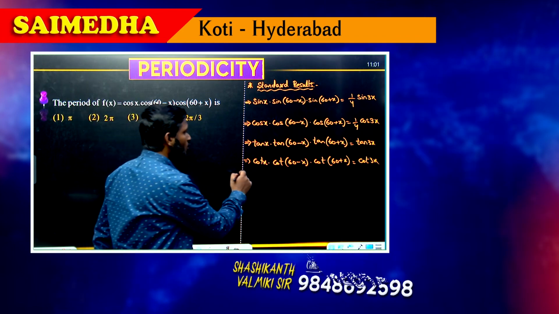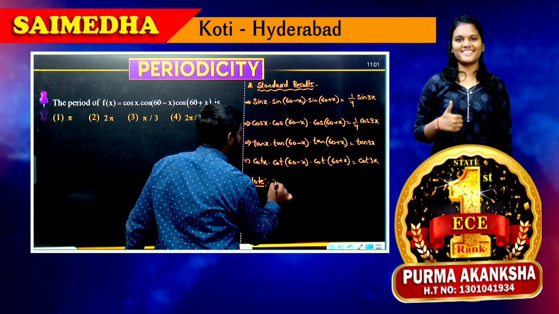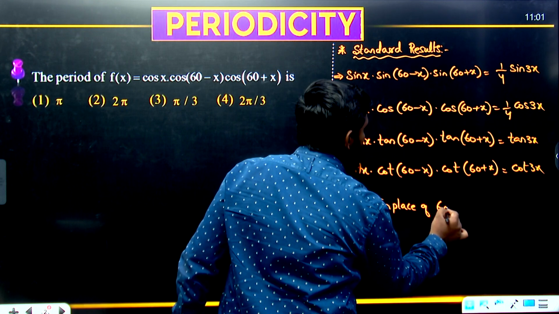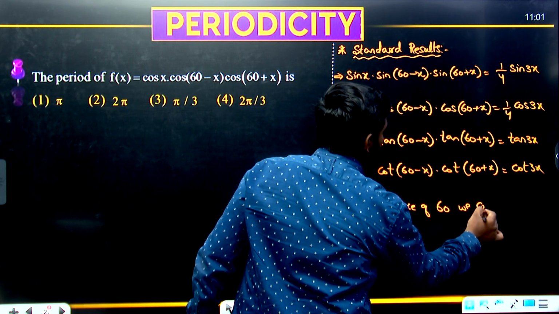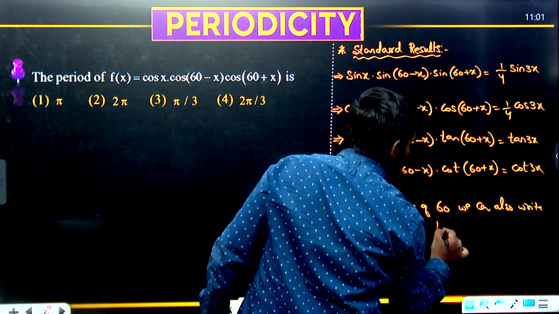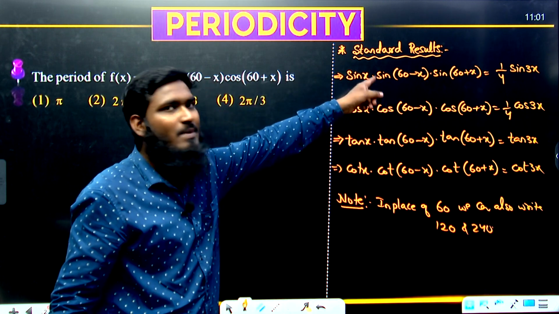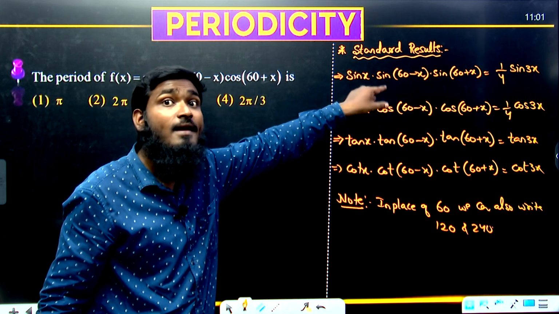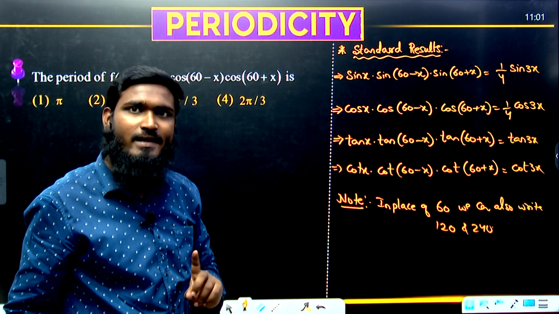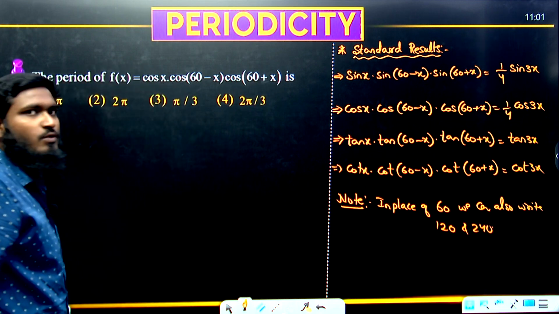Now one more note point: in place of 60° we can also write 120° and 240°. Whatever 60° − x and 60° + x we have taken here, in place of this 60° we can also write 120° and 240°. If you write that, then we have to use the same formula again. Now let us see the question we have.